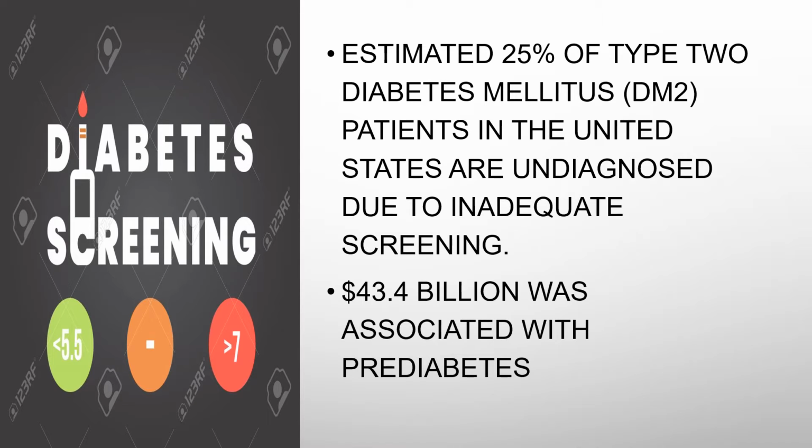According to the American Medical Association, about 1 in 3 adults, or 84 million adults, has prediabetes, while 90% of people are unaware they have this condition. An estimated 25% of type 2 diabetes patients in the United States are undiagnosed due to inadequate screening because it is prohibitive to administer laboratory tests to everyone. The electronic health record could be used by healthcare professionals to identify patients with the risk of diabetes.